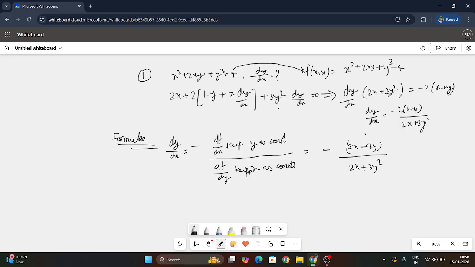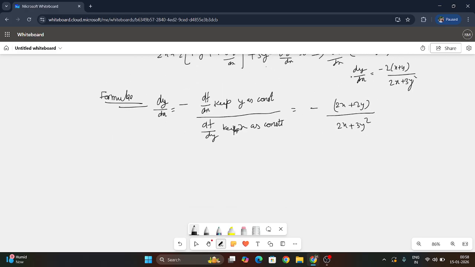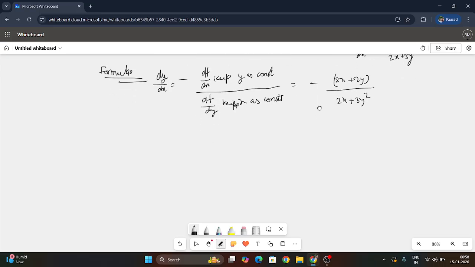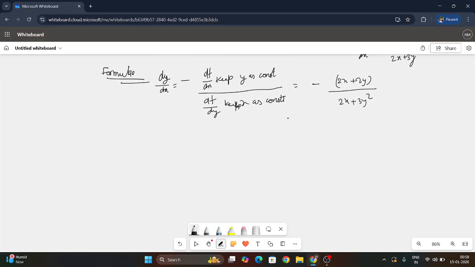Please keep this in mind, and if you have this, it can really help you to solve the problem. So this formula is very important. Please keep this in your mind. You can write it in your copy also.